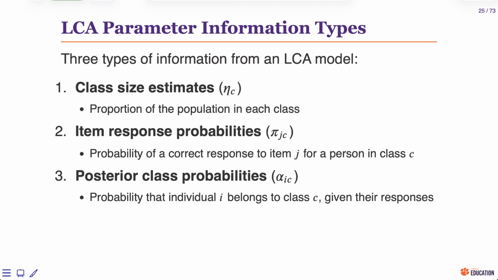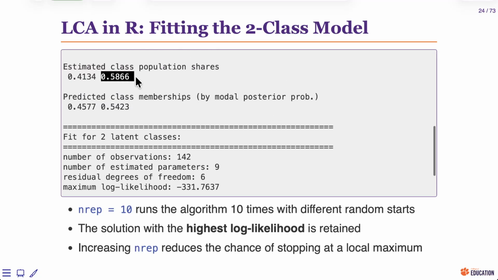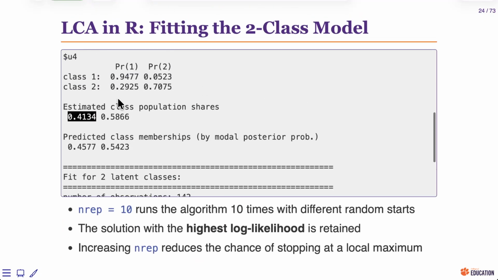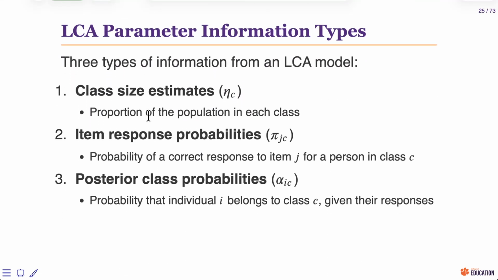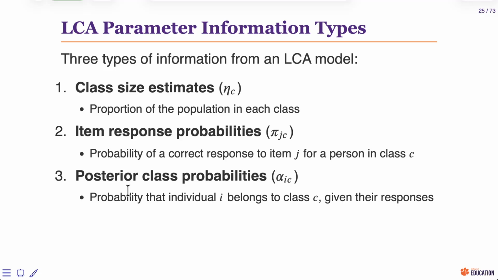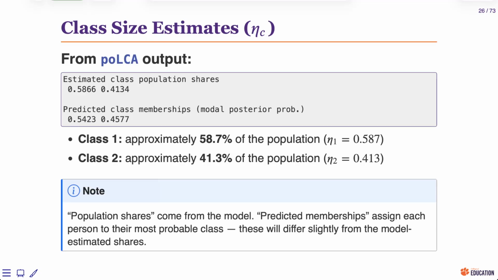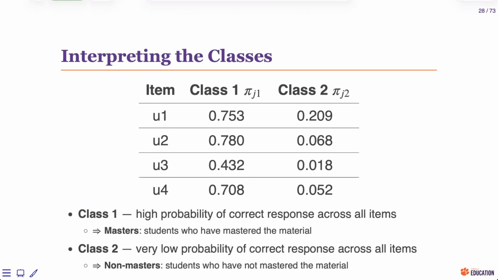So I mentioned I went through all of these types of probability. They give you the class size estimates, that is the proportion in each class. Once again, that is 58.66 in class 1, 41.34 in class 2. We have our item response probabilities, which were each of these 8 numbers we see up here. And then we have our posterior probabilities for each person. I haven't shown that to you yet. So again, this is stepping through each. I've already done that for each of these.